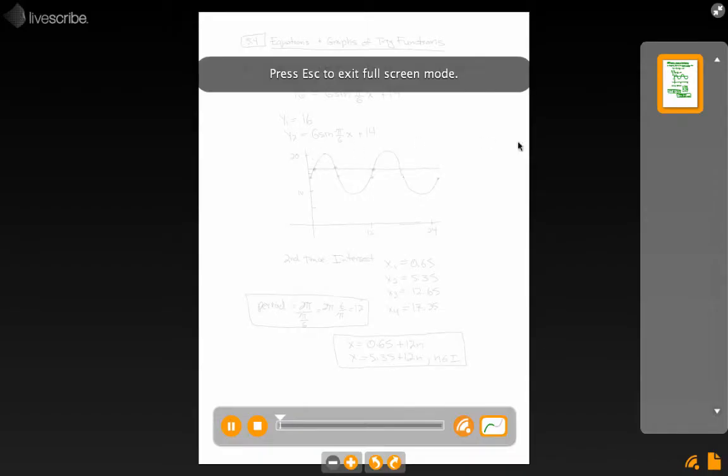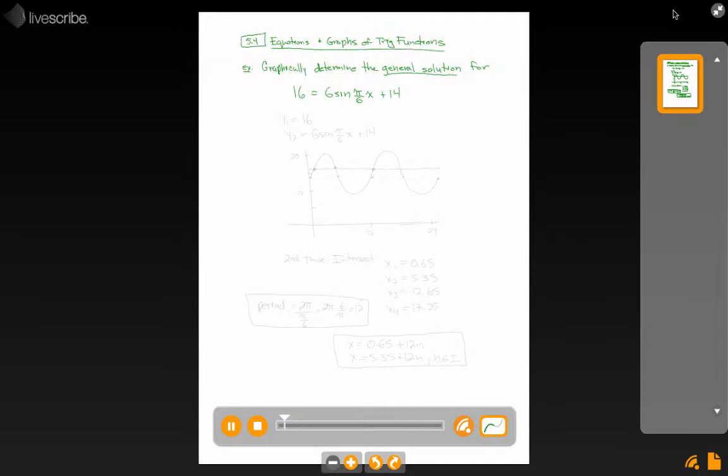This example comes out of section 5.4, Equations and Graphs of Trig Functions. In this question, we're asked to graphically determine the general solution for this trig equation, 16 equals 6 sine (pi over 6)x plus 14. Most direct way to do this would be just to graph each side of this equation.